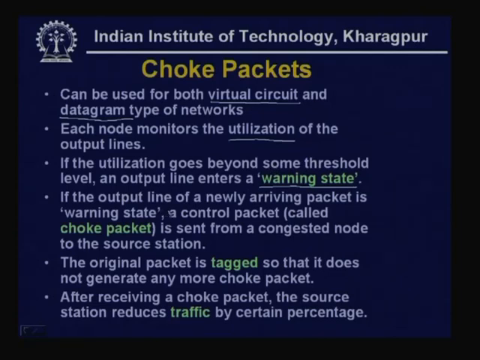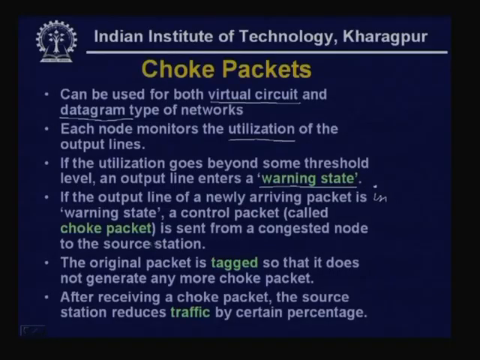So, if the output line for a newly arriving packet is in the warning state, a control packet called a choke packet is sent from the congested node to the source stations. That means, the congested node to which a link is connected and which has reached a warning state, sends a choke packet towards the source node. The original packet is tagged so that it does not generate any more choke packets.